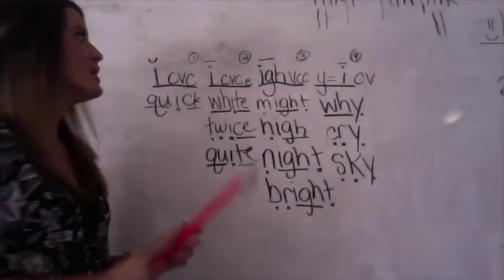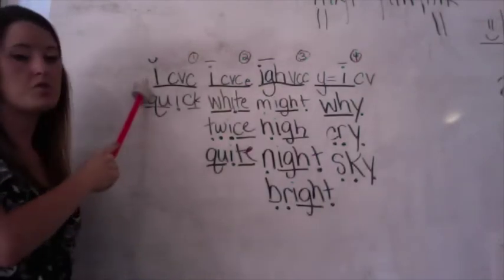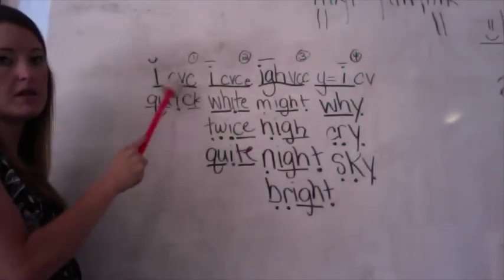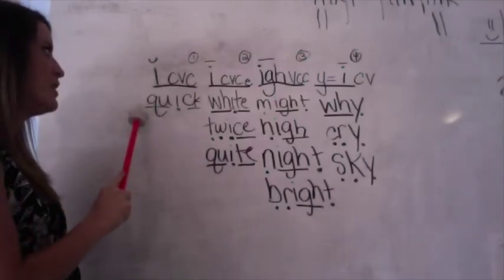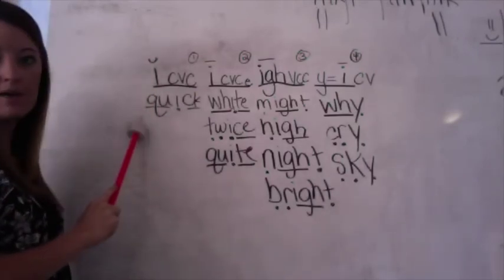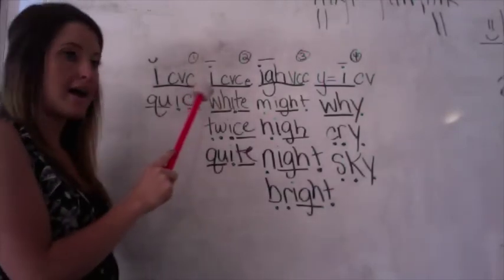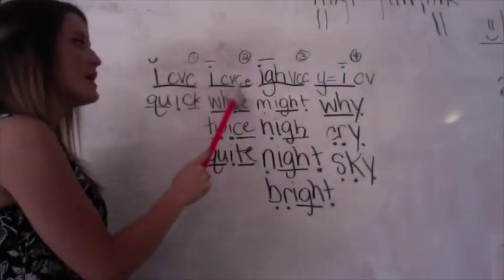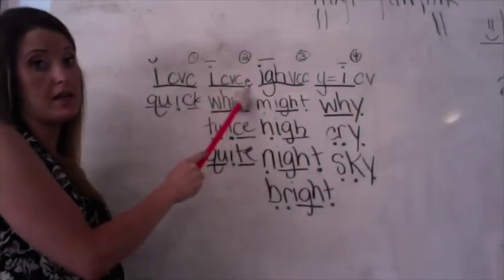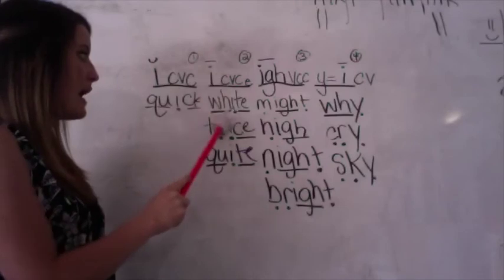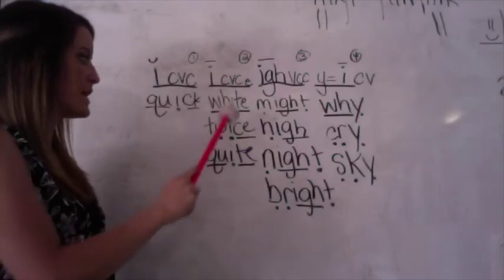learned today. Our first pattern makes the short I sound. We have a consonant, vowel, consonant pattern making this letter say I. I, quick. Our second pattern makes the long I sound. We have a consonant, vowel, consonant pattern with the magic E at the end, making this vowel say its name. I. I, white. I, twice.